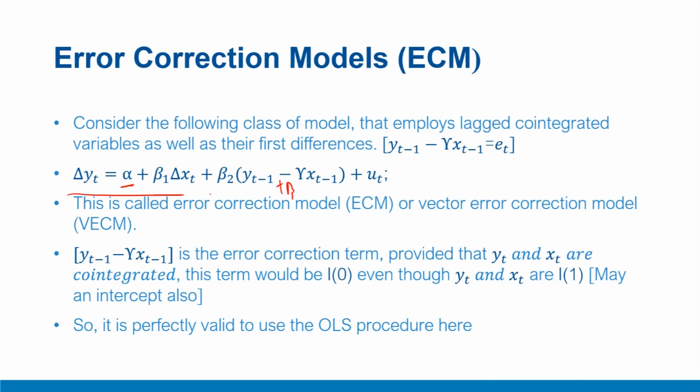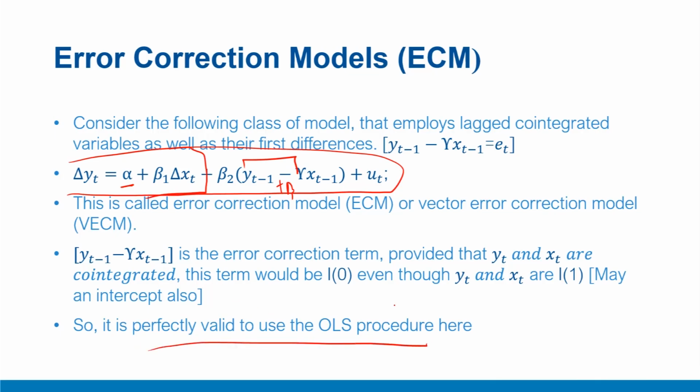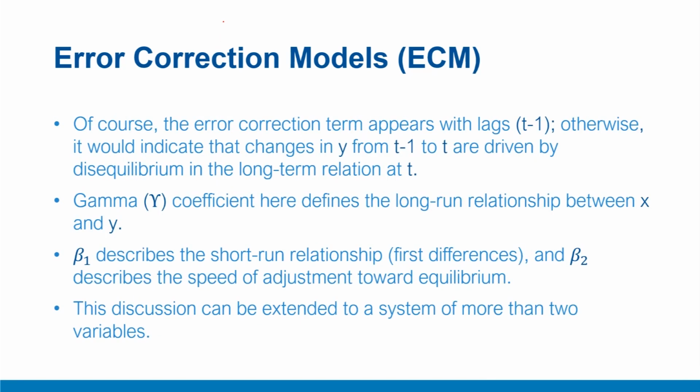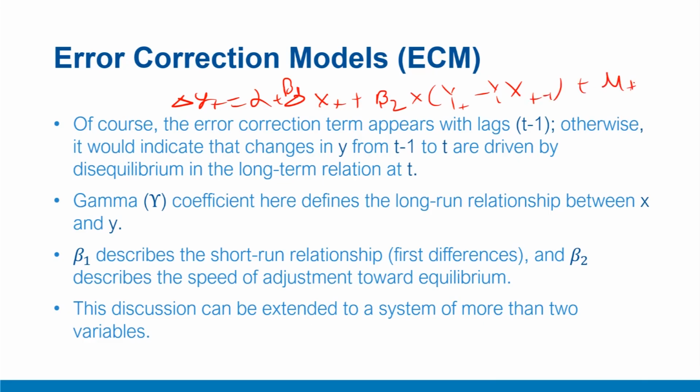And because this entire relationship is purely stationary, why? Because this relationship is I0 and this is anyway I0. Therefore, it is perfectly valid to use the OLS procedure here. So in this relationship, we are saying that changes in yt are a function of changes in xt plus some kind of error correction term, with coefficient beta 1, and another coefficient beta 2 which captures the relationship with the error term, plus some kind of error term.